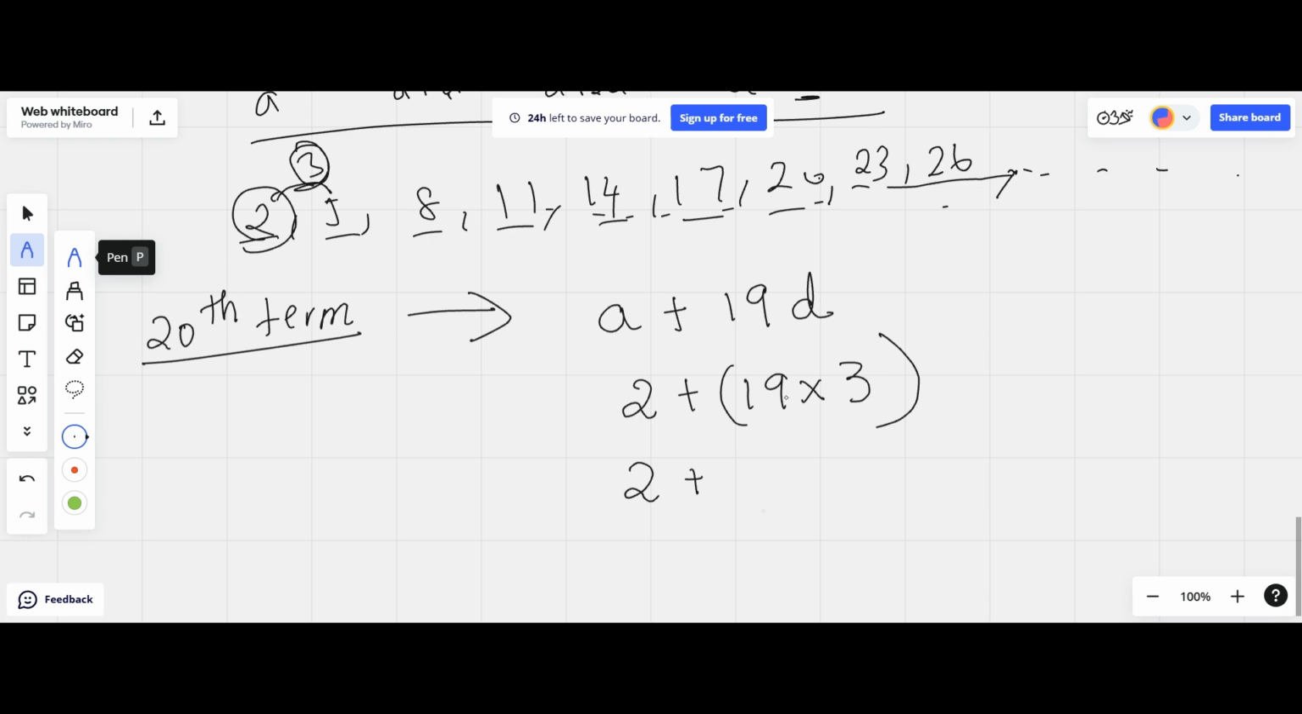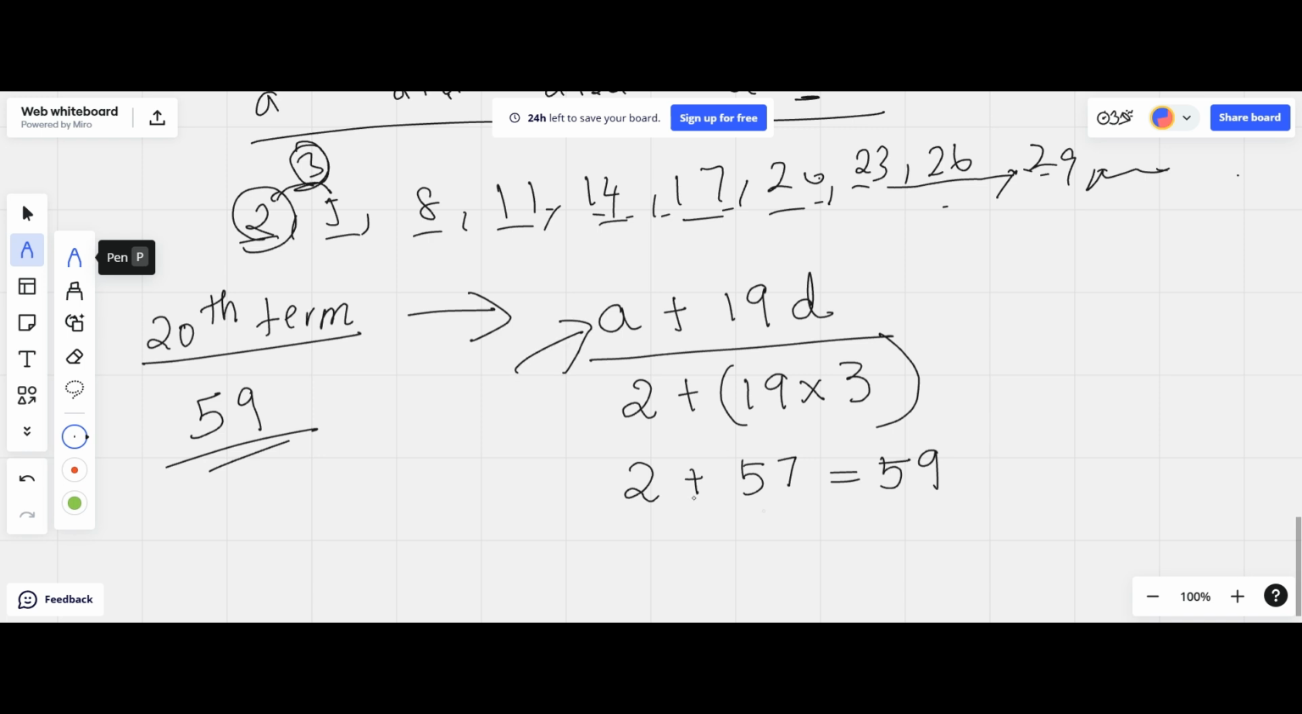20 into 3 is 60, so 60 minus 3 would be 57. So 19 into 3 is 57. So 57 plus 2 is 59. So the 20th term will be 59. You don't have to write 26, 29 and so on. You don't have to write the first 20 numbers and find the 20th number. Just by applying this formula, you can find the number easily.